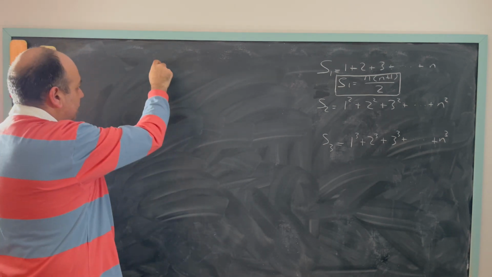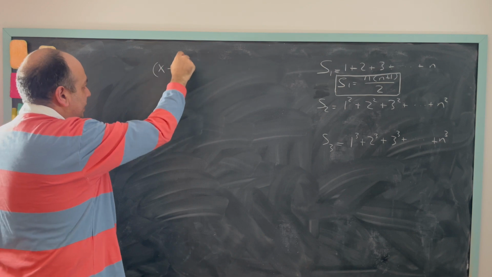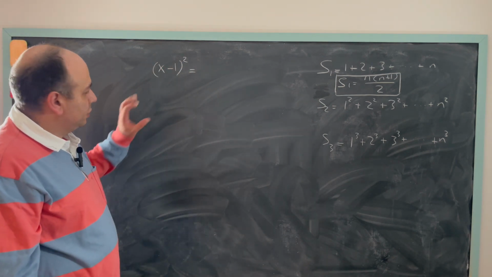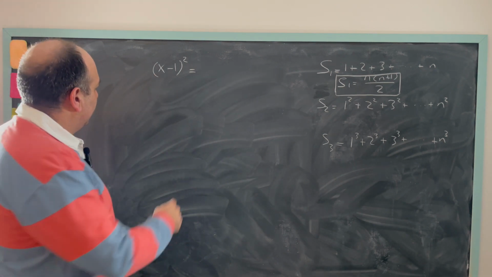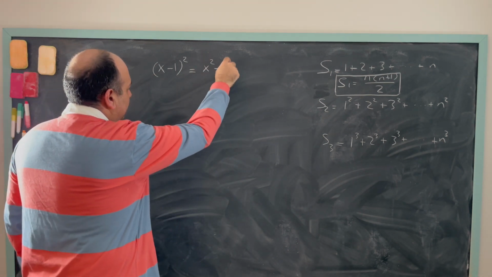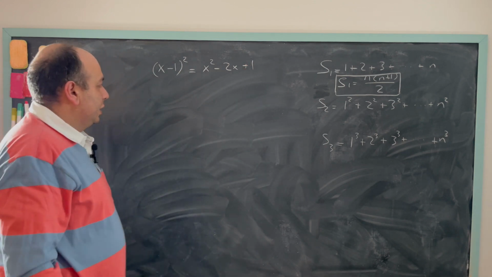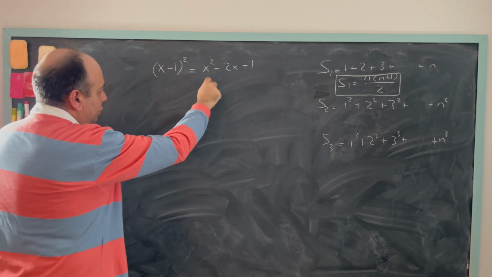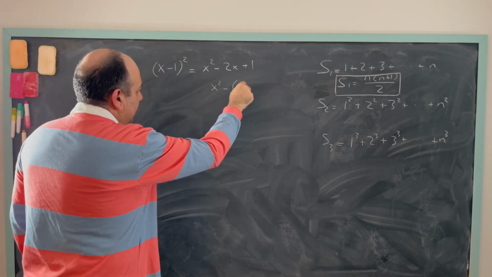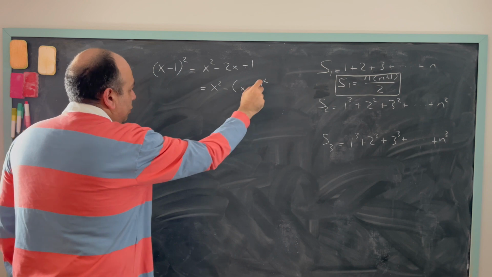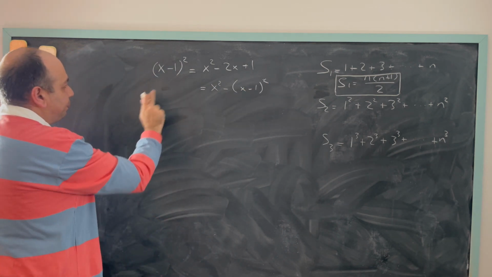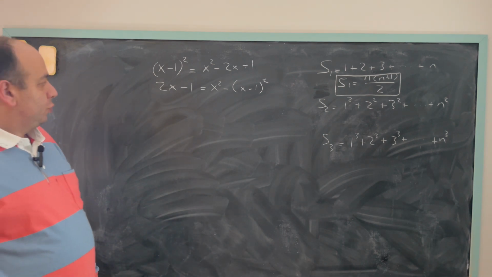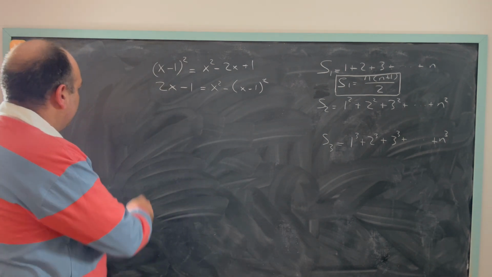Well, I want to calculate this. This is a binomial expansion, right? So using the binomial theorem, this is nothing but x squared minus 2x plus 1. So what is x squared minus (x minus 1) squared? That is equal to 2x minus 1, right? 2x minus 1.